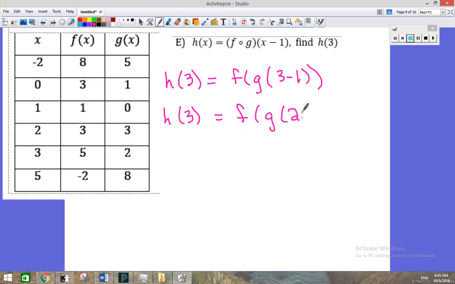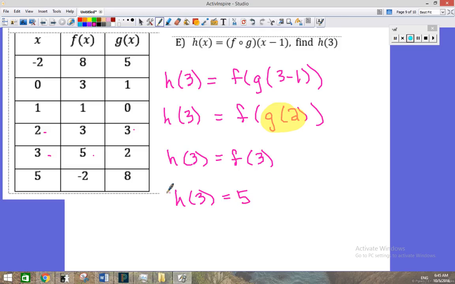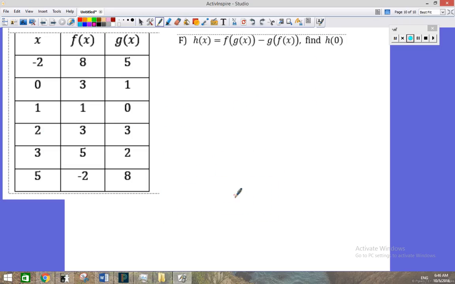g evaluated at 2 is what we're looking for to get from the table. We need to replace that with a number. When x is 2, g is 3. When the input is 3, f is 5. Alright. I think this is the last one.